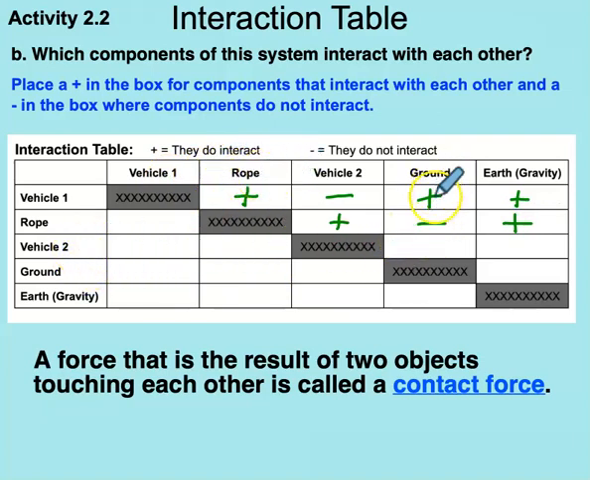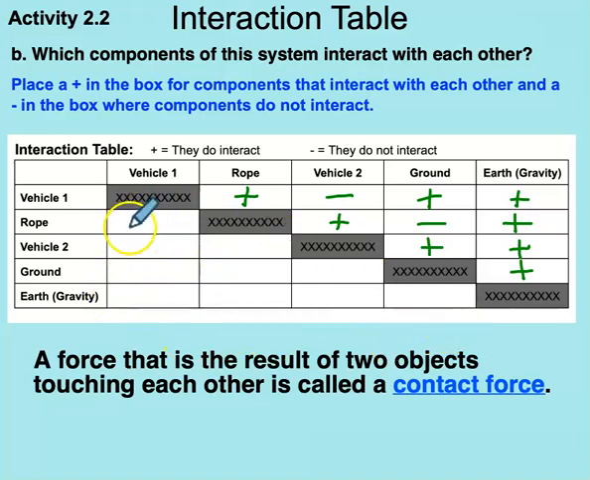So vehicle 2, does it interact with the ground? Yep, vehicle 2 is on the ground. And is gravity pulling down on vehicle 2? Yes. Does vehicle 2 pull down on the ground? That's where some people say, well, the ground is the earth. Well, think of earth as just gravity. So yes, it pulls down. If a little mud goes flying up in the air, gravity is going to pull it back down.